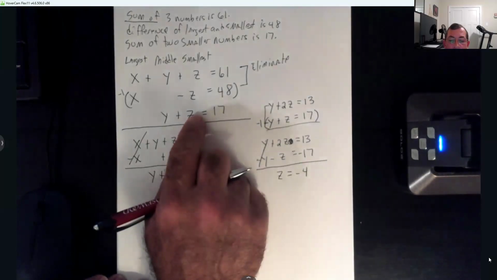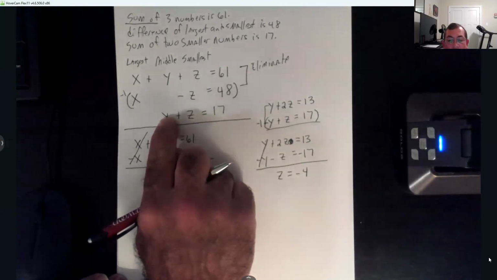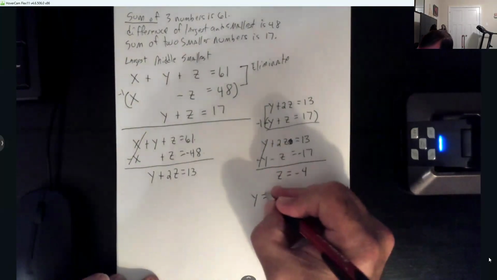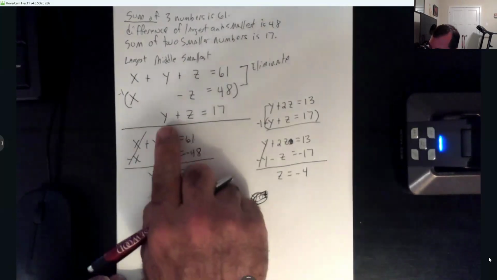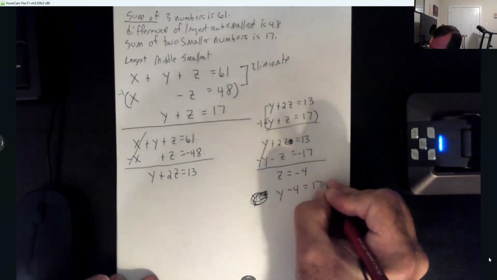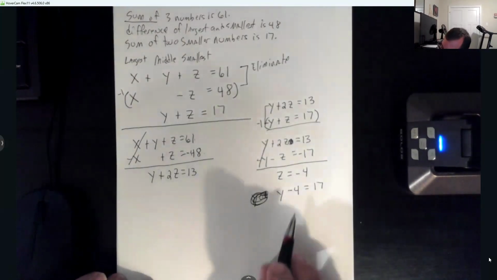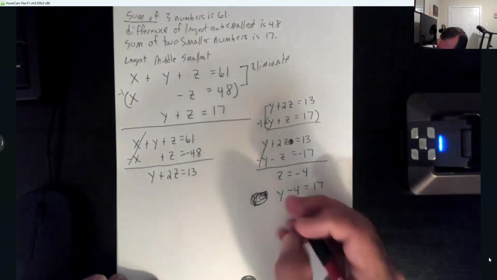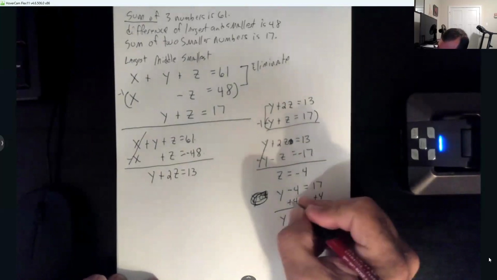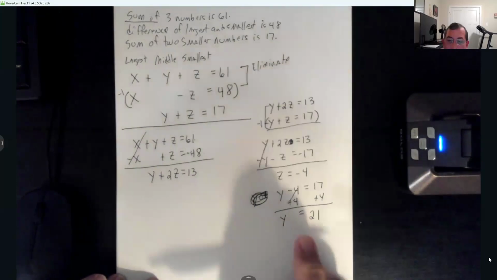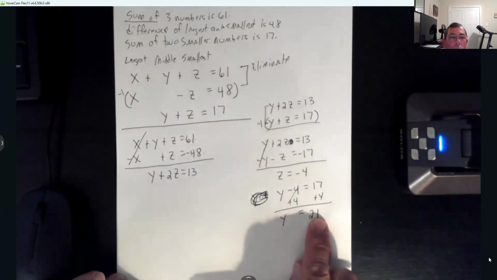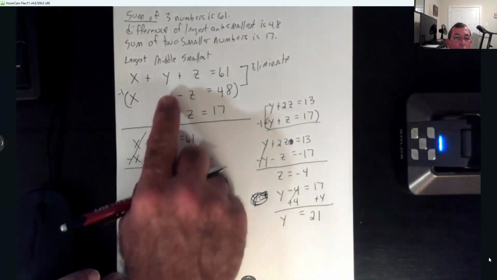So now I can put a -4 in for that z and get my middle number. So y, all right, let me start it over. Y plus z equals 17. So y, z is -4. That's going to equal 17, okay? All right, y'all. Solve for y, add that 4. So we're about to know what our middle number is. So those 4's cancel, and that's going to give us a 21. So -4 was the smallest number. 21 is the largest, the middle number, because that's the y.